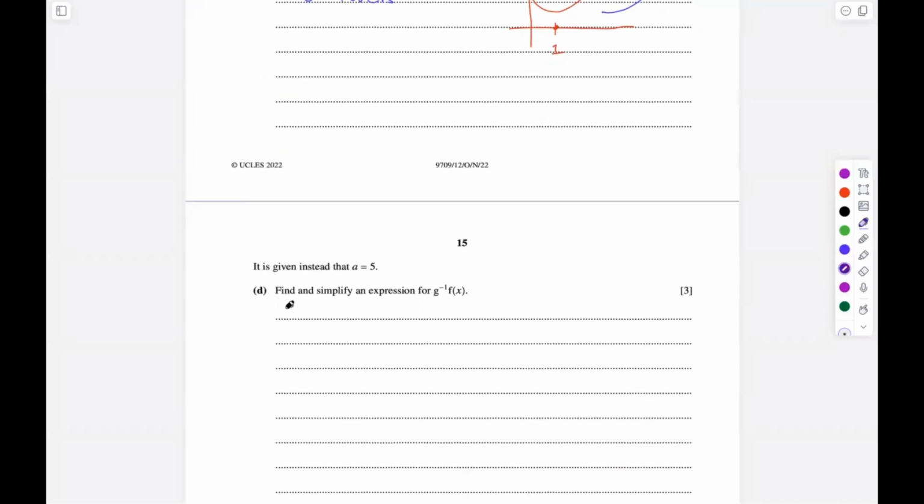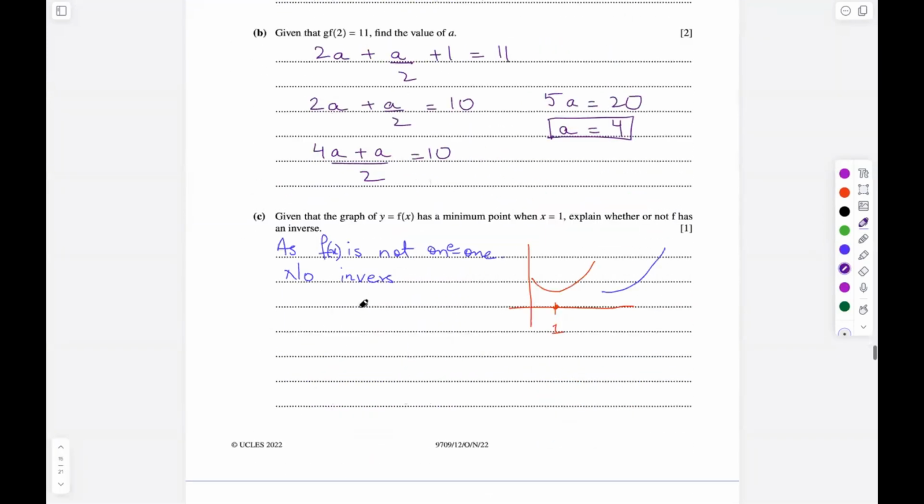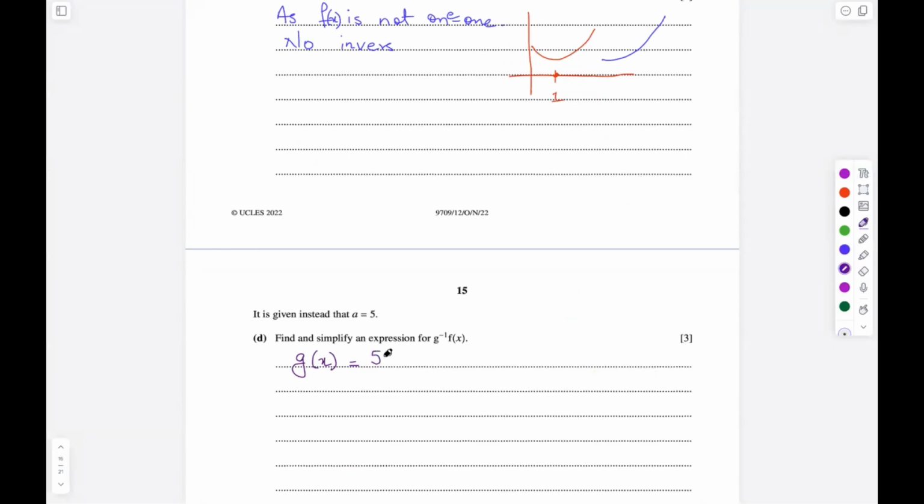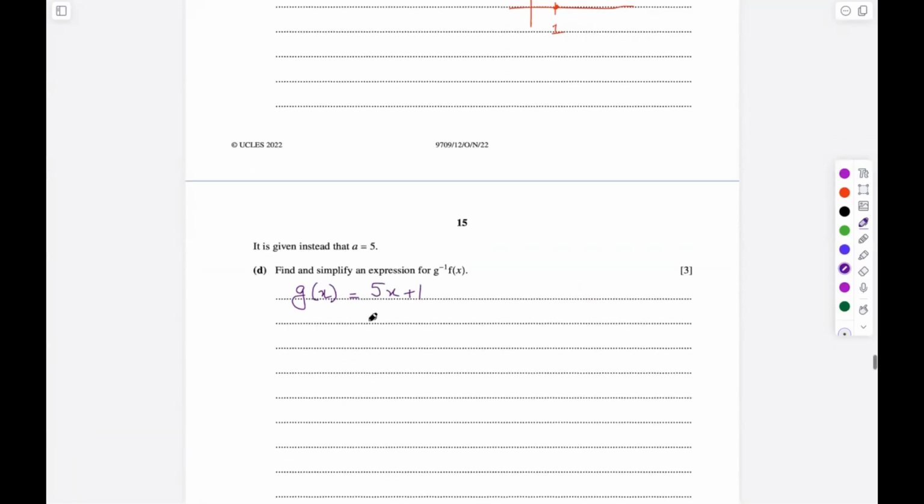In part D, it is saying find and simplify an expression for g inverse of f of x. So in the first part, we'll find an expression for g inverse of x. Now as a equals 5, g of x will be 5x plus 1. First, finding an expression for g inverse, that will become y equals 5x plus 1. Exchanging the values of x and y, this will be x equals 5y plus 1. Making y the subject, this will be equals to x minus 1 upon 5.